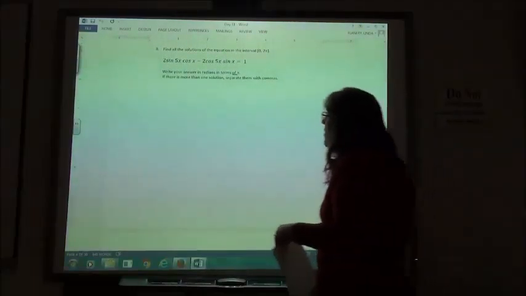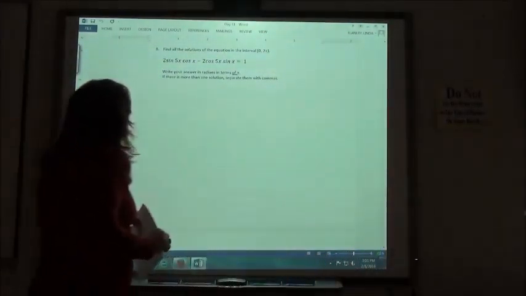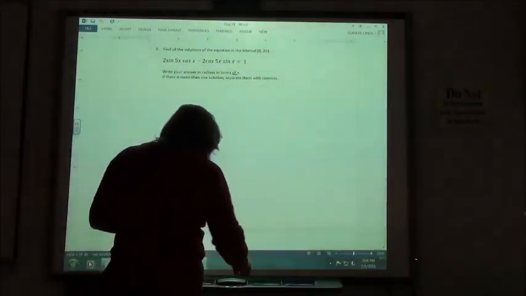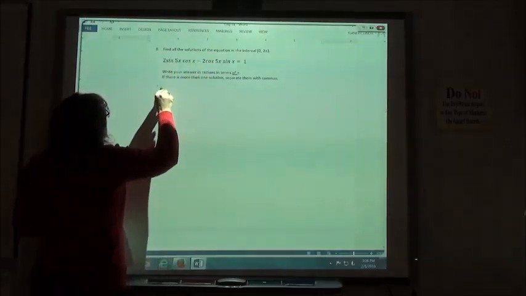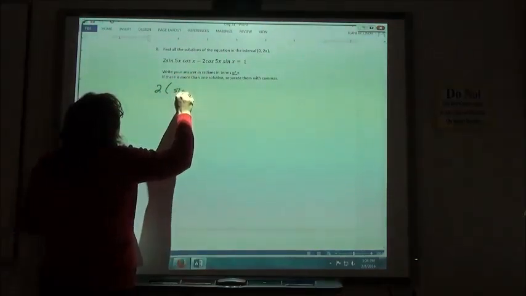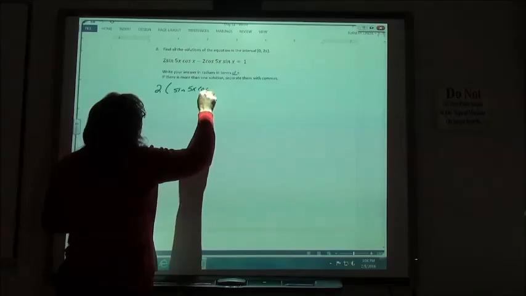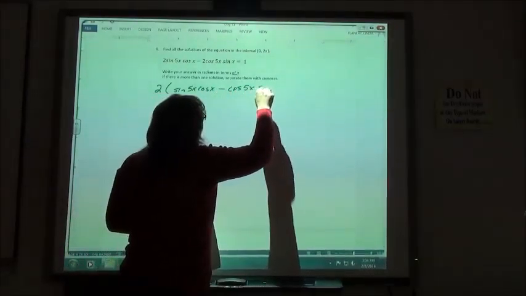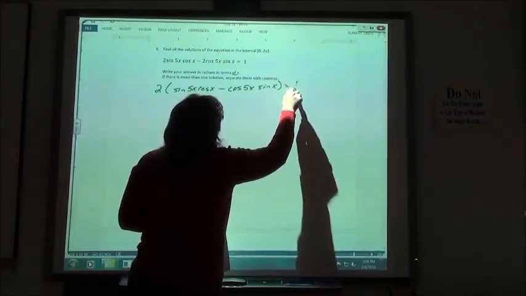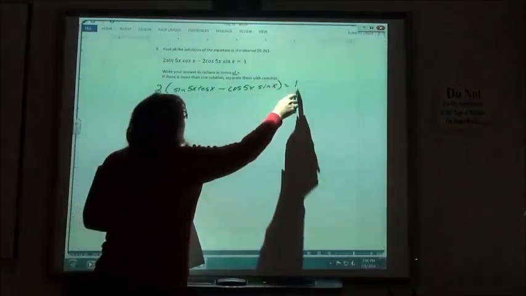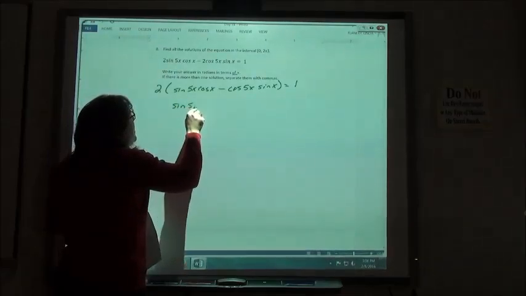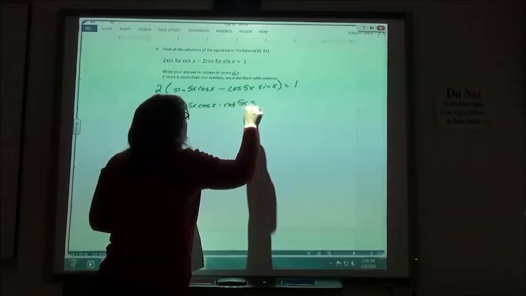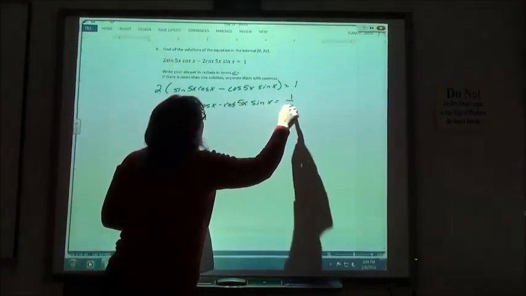Number 8, same kind of thing. I have 2 sine of 5x cosine of x minus 2 cosine 5x sine of x. If I factor out the 2, I would have sine of 5x cosine of x minus cosine of 5x sine of x equals 1. So if I divide by that, I would have sine of 5x cosine of x minus cosine of 5x sine of x equals 1/2.